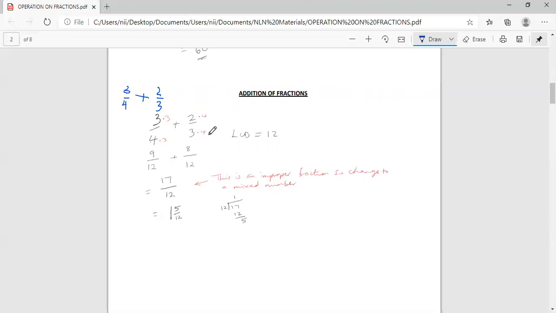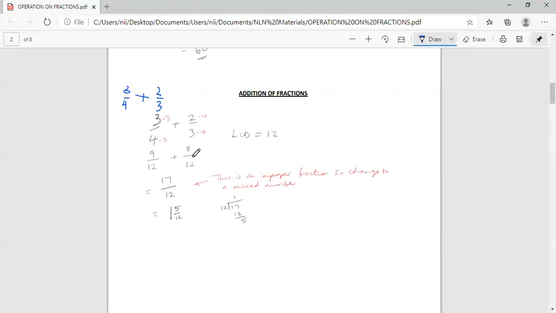How can I get 12 in the denominator here? This is 3. I have to multiply 3 by 4 to get 12. Whatever I do to the denominator, I do the same to the numerator. So I multiply the numerator by 4. So 2 times 4 gives me 8. All right. So now I have each fraction written with a denominator of 12.